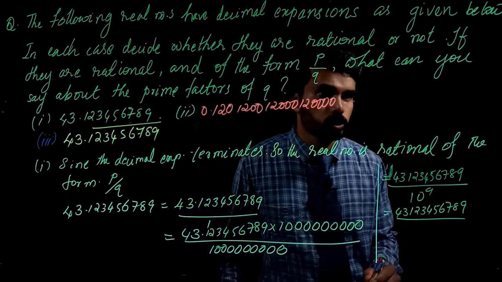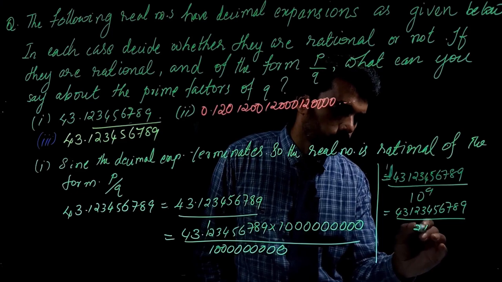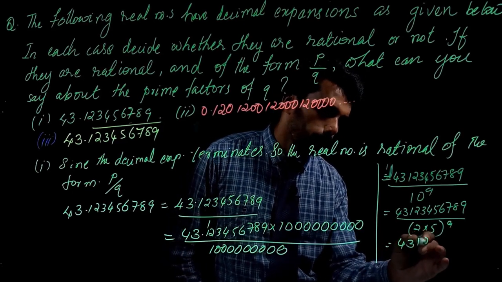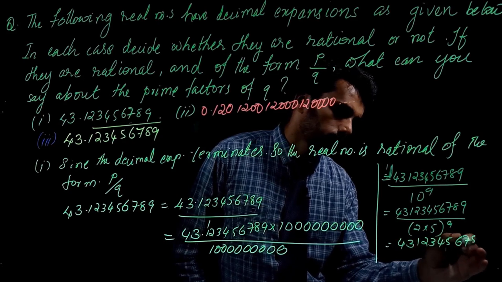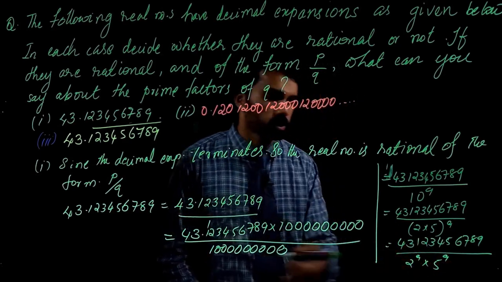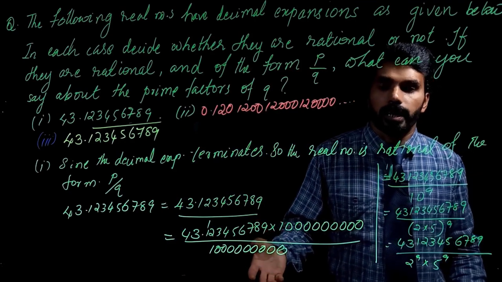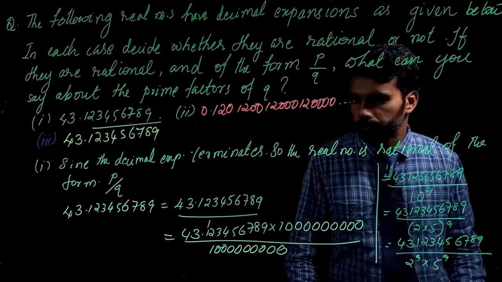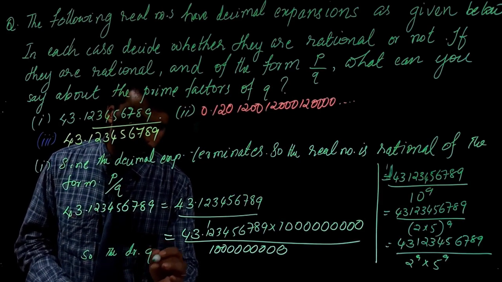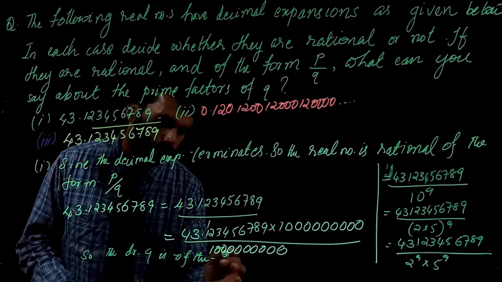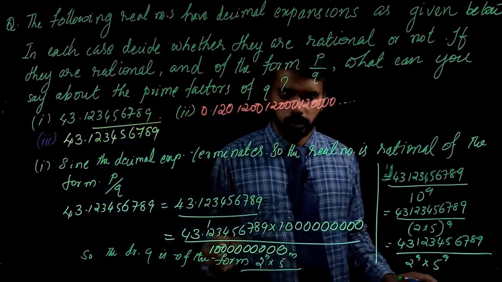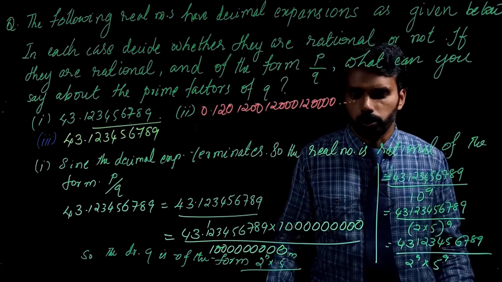This 10 raised to 9 can be written as 2 into 5, the whole raised to 9, which is equal to 2 raised to 9 into 5 raised to 9, which is of the form 2 raised to n into 5 raised to m. So the denominator Q is of the form 2 raised to n into 5 raised to m.